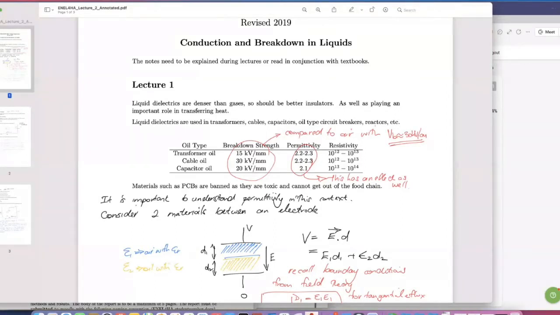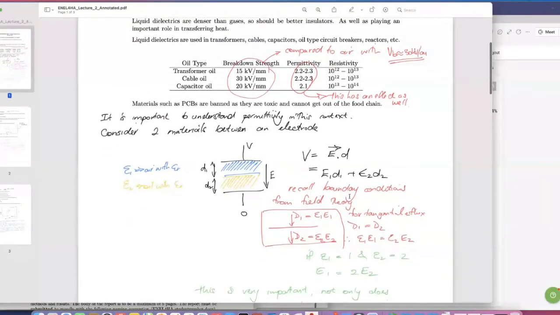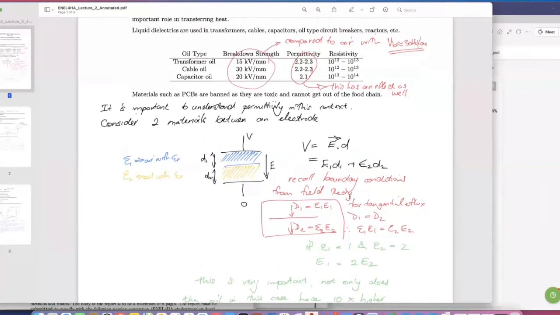We now start looking at something called permittivity. You would have seen a bit of this in the solid dielectric lecture, but this is quite important as well. And we're defining the resistivity here. It's more easily measured than it is in air. So we're looking at very high resistances, 10 to the 12 to 10 to the 13. Right, let's look at why I'm saying the permittivity is quite important.